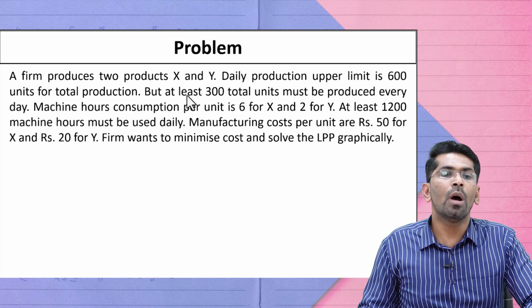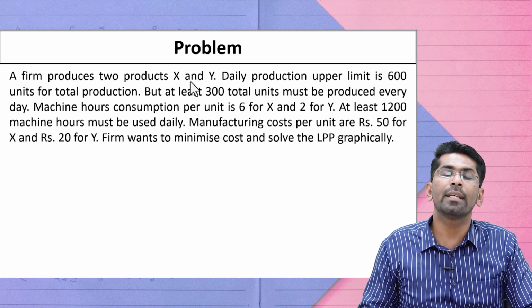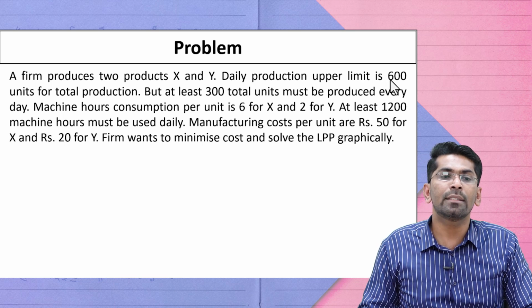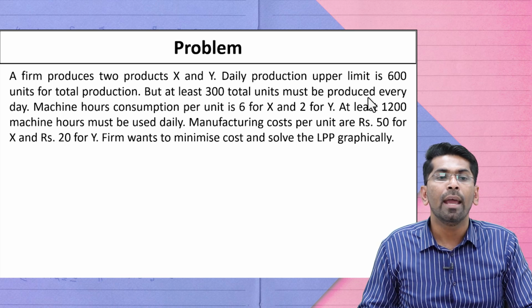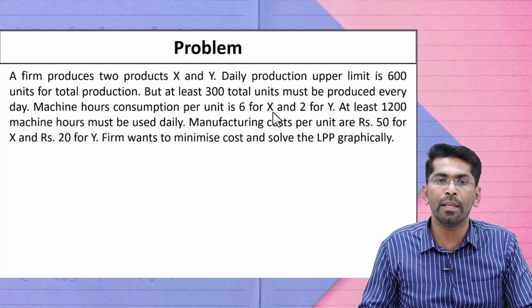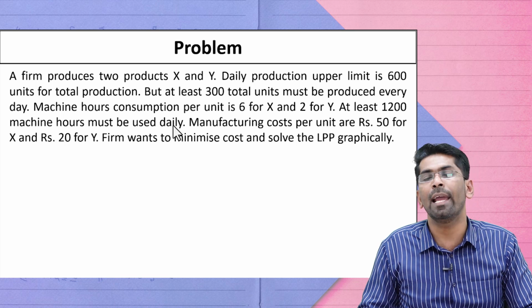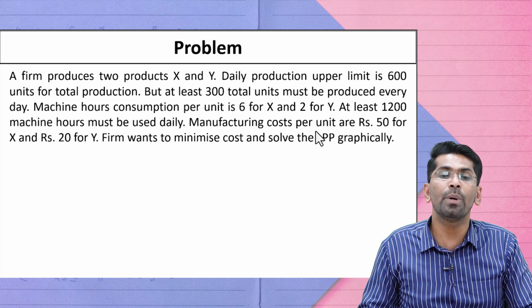A firm wants to produce two products, product X and product Y. The daily production upper limit is 600 units of the total production. But at least 300 total units must be produced every day. Machine consumption per unit is 6 for commodity X and 2 for commodity Y, and at least 1200 machine hours must be used daily. Manufacturing cost per unit is rupees 50 for commodity X and rupees 20 for commodity Y.